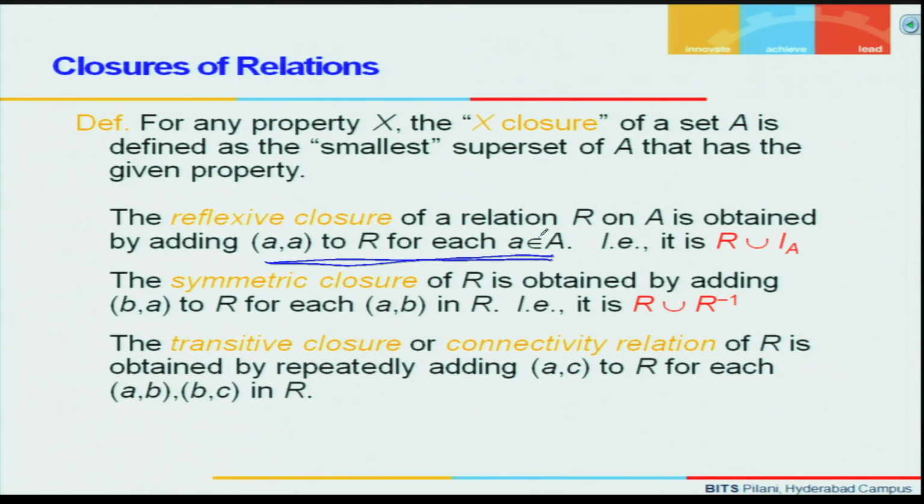Of course, for some a1, (a1, a1) is already there, you don't have to add it. Whatever is missing, you just add it to get a reflexive closure.